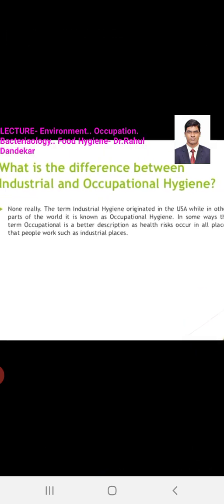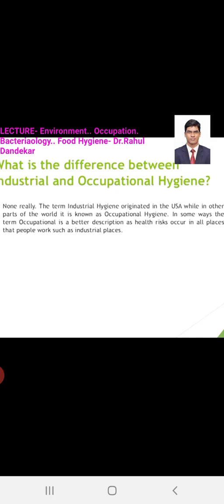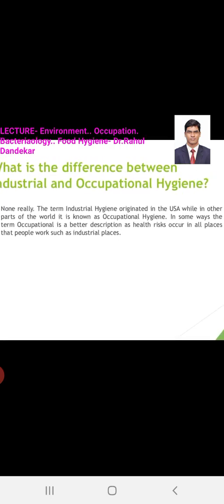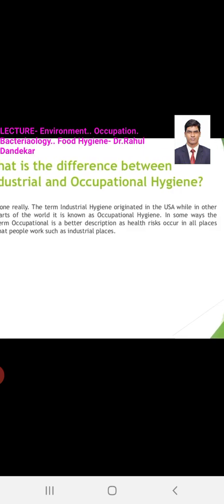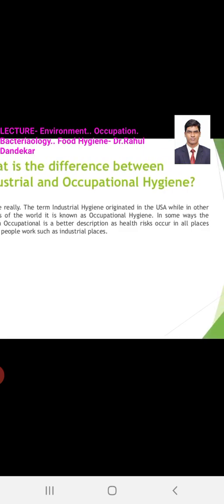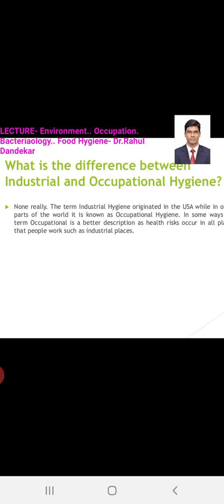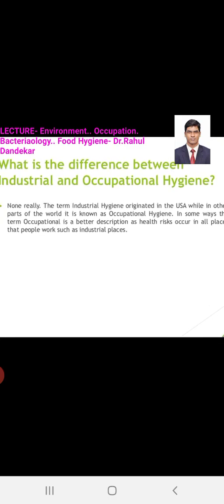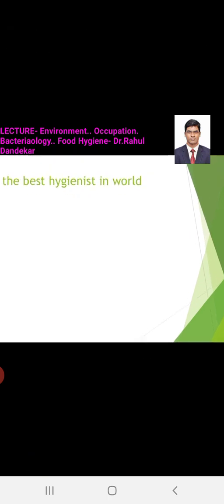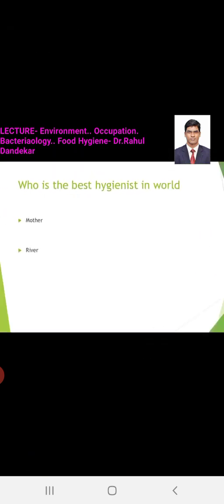What is the difference between industrial and occupational hygiene? None really. Both are the same. The term industrial hygiene originated in the USA, while in other parts of the world it is known as occupational hygiene. In some ways, the term occupational is a better description, as health risks occur in all places that people work, not just industrial places. Who is the best hygienist in the world? Mother River.